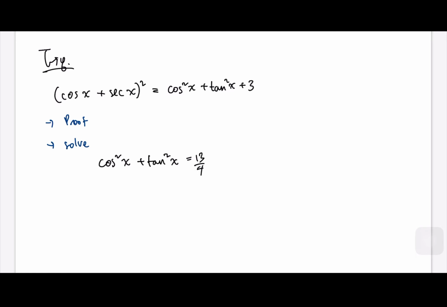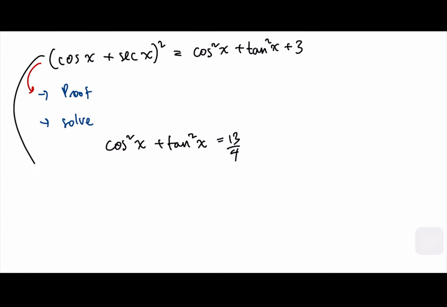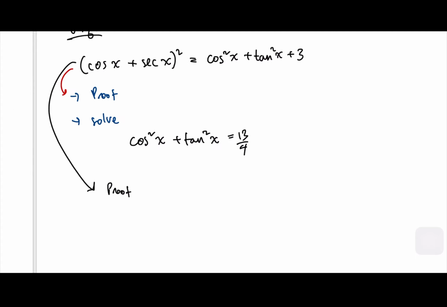Okay. So first we need to prove this: cosine x plus secant x, all squared, is equal to cos squared x plus tangent squared x plus 3. Okay, now to prove, we need to write from the left equation or the right equation. So let's start from the left.